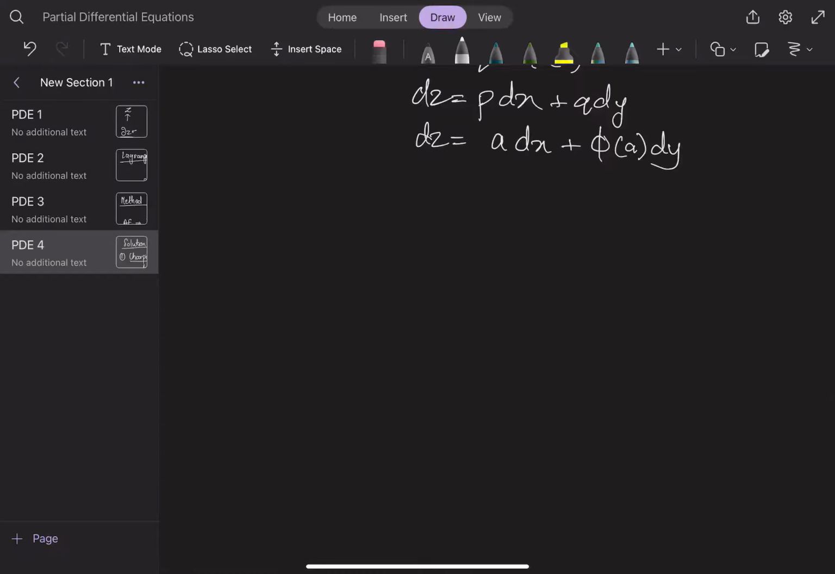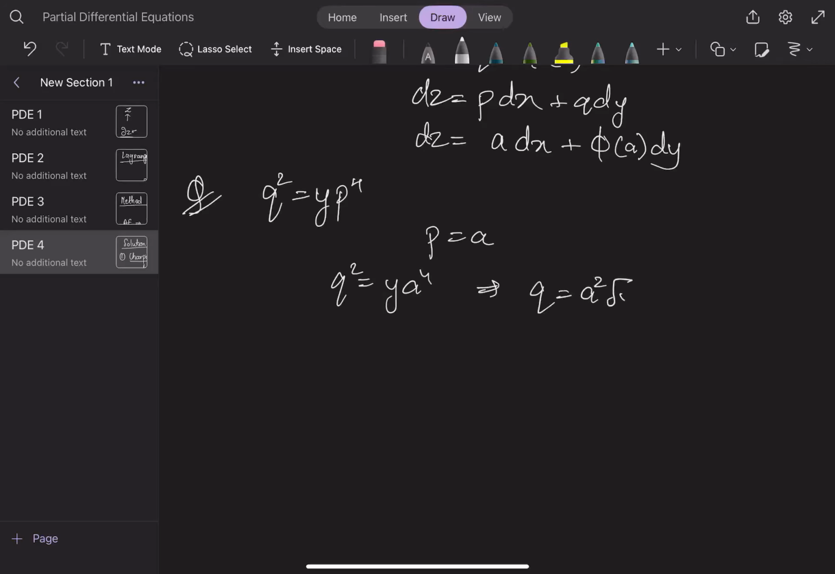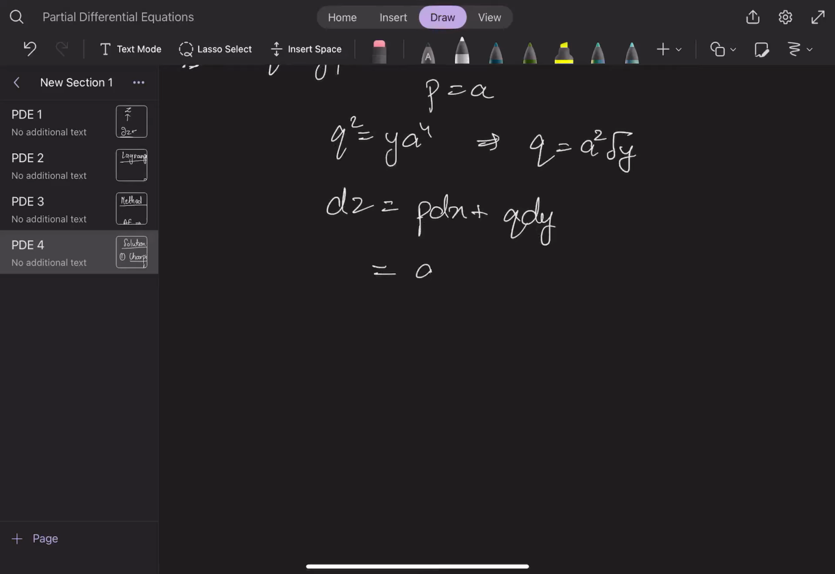So I'll take an example. q square is equal to y p to the power 4. So we know that p is equal to a. So q square is equal to y a raised to 4. That means q is a square root y. So dz is equal to p dx plus q dy, which is a dx plus a square root y dy.